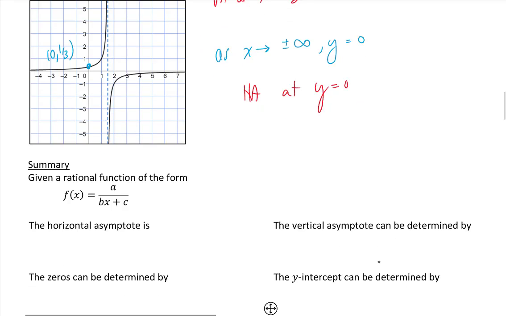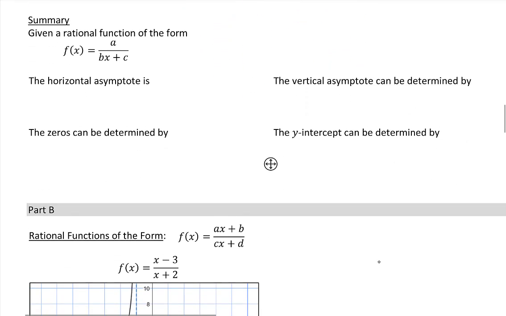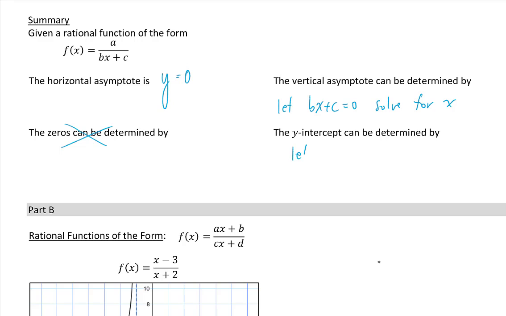So let's summarize functions of the form a over bx plus c. First off, the horizontal asymptote is always going to be at y equals 0. We can determine the vertical asymptote by letting bx plus c equal 0 and then solving for x. That'll also give us our domain. We notice there are no zeros for rational functions of this form, and the y-intercept can be found by letting x equal 0 and solving for y.